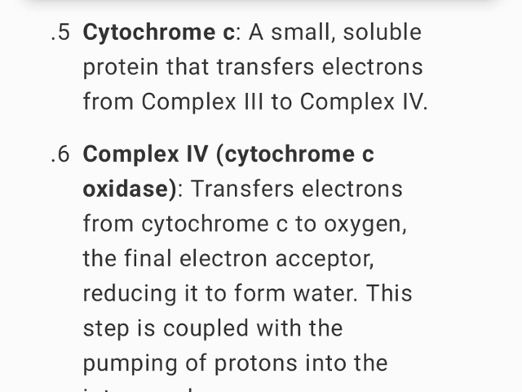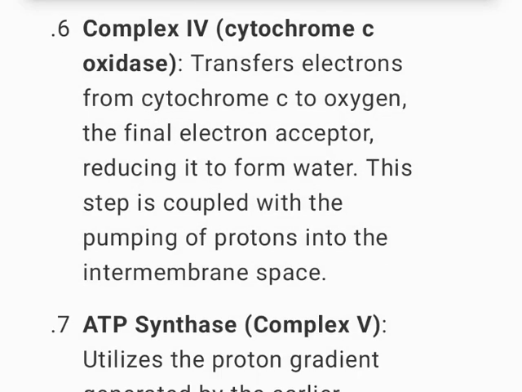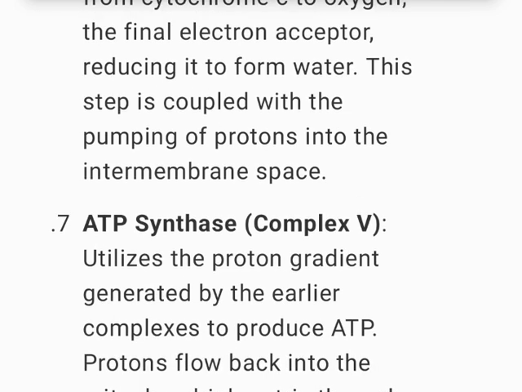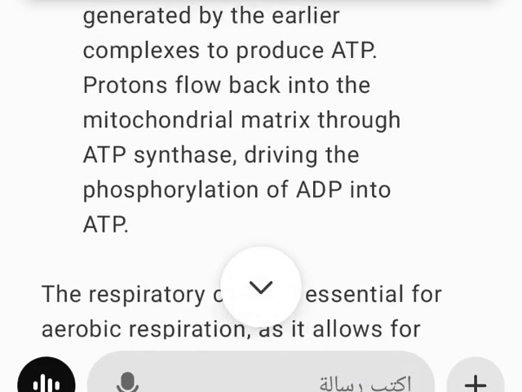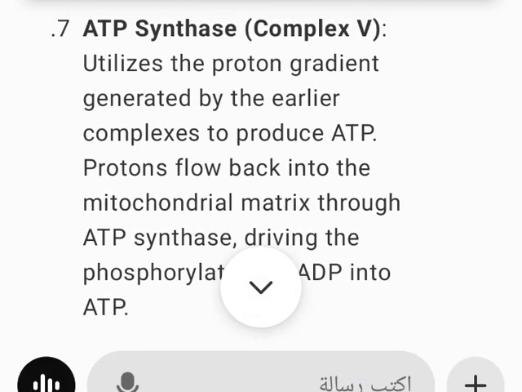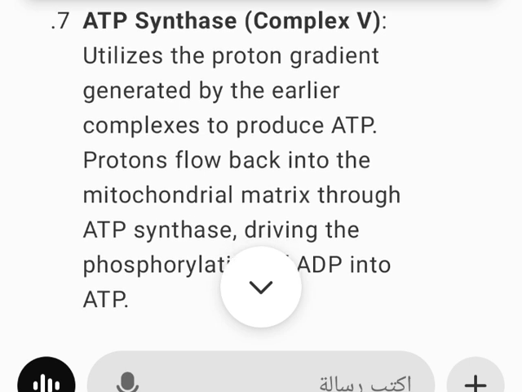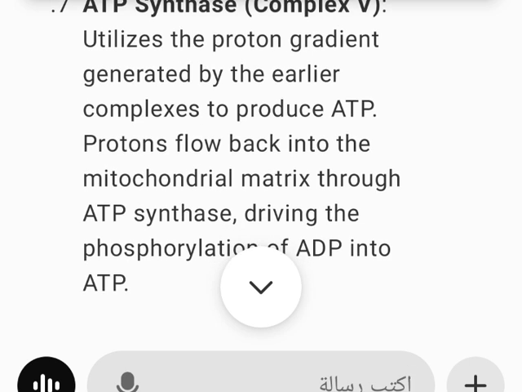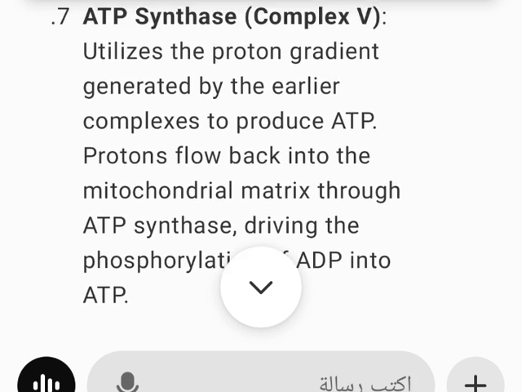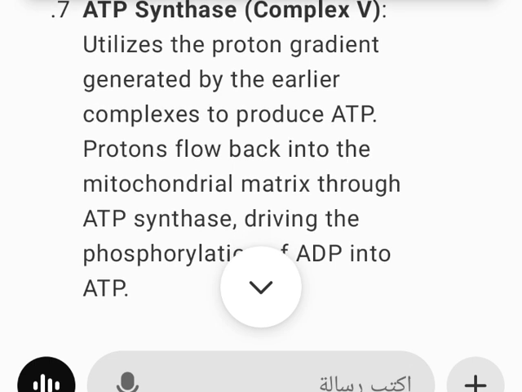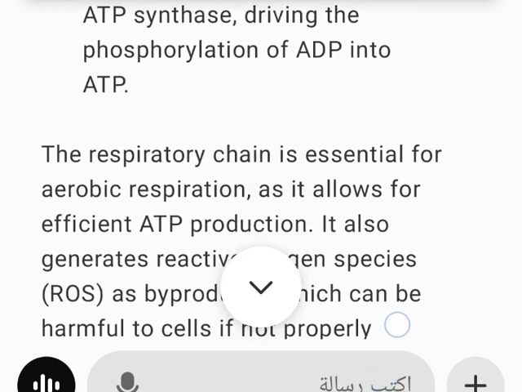6. Complex 4, cytochrome C oxidase, transfers electrons from cytochrome C to oxygen, the final electron acceptor, reducing it to form water. This step is coupled with the pumping of protons into the intermembrane space. 7. ATP synthase, complex V, utilizes the proton gradient generated by the earlier complexes to produce ATP. Protons flow back into the mitochondrial matrix through ATP synthase, driving the phosphorylation of ADP into ATP.